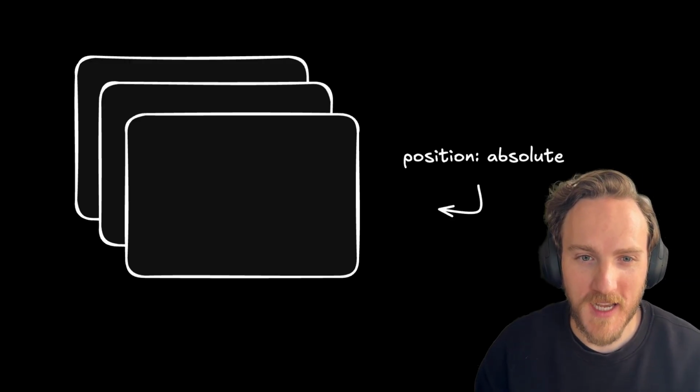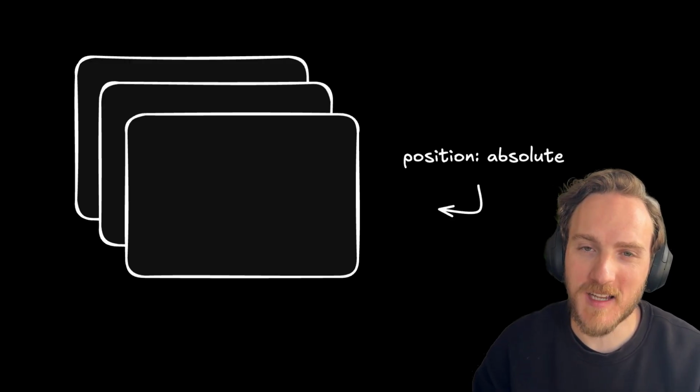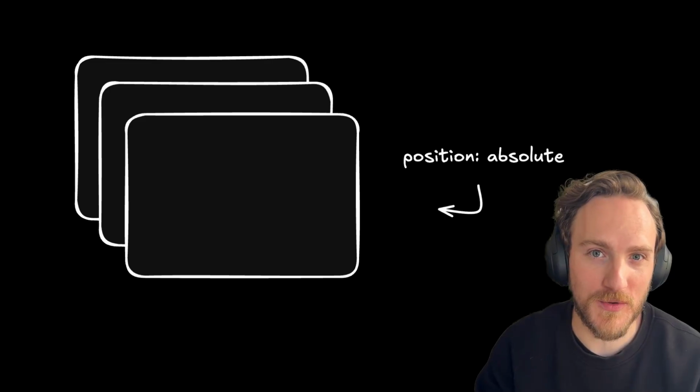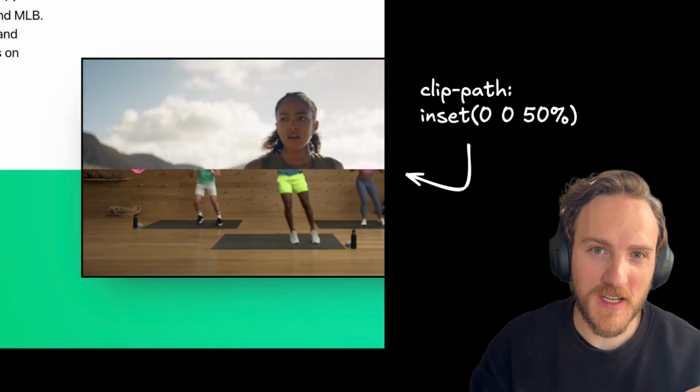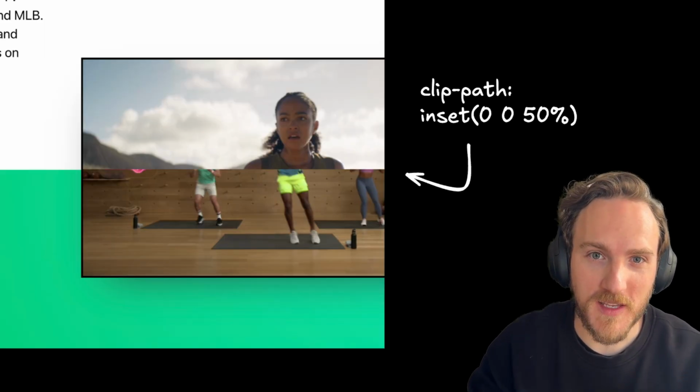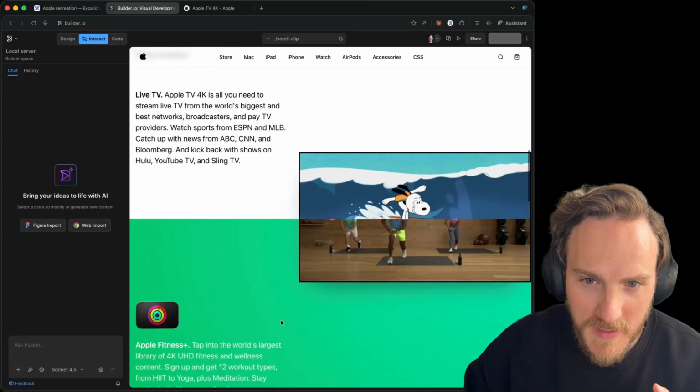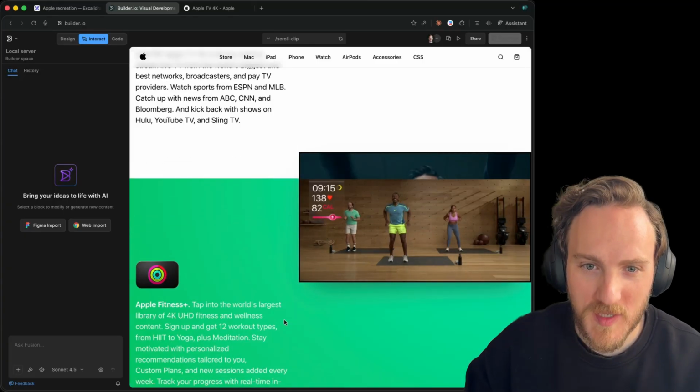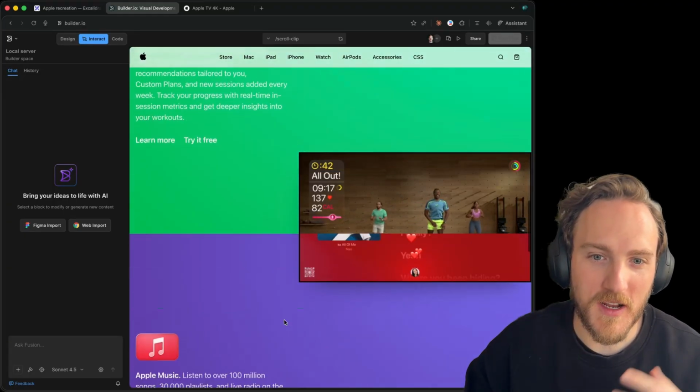Then within the video container, we have a bunch of video elements stacked up on top of each other with position absolute. Then we can animate the clip path of each video to slowly reveal the video beneath it. That's what gives us this really cool wipe effect. Here we're clipping 50%, 25%, 0%, etc. and on to the next one.